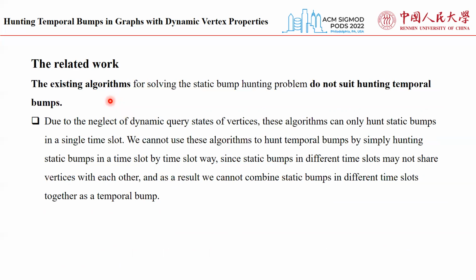The existing algorithms for solving the static bump hunting problem do not suit hunting temporal bumps. Specifically, due to a neglect of dynamical query states of vertices, this algorithm can only hunt static bumps in a single time slot. We cannot use this algorithm to hunt temporal bumps by simply hunting static bumps in a time slot by time slot way, since the static bumps in different time slots may not share vertices with each other. And as a result, we cannot combine static bumps in different time slots together as a temporal bump.